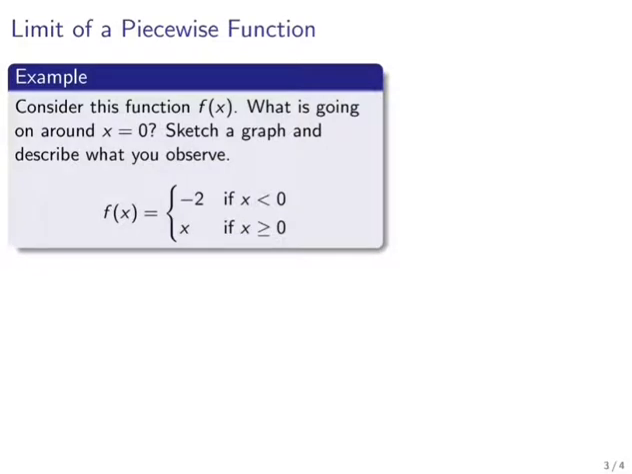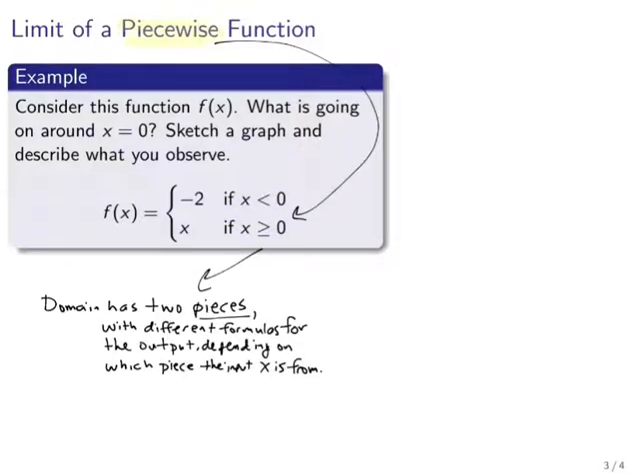Here's another example of a function, and I want to explore the same kind of question. What's going on with this function around x equals 0? I'm also using this as hopefully a refresher of what this kind of notation means, this piecewise defined function. Now by piecewise I mean, well, there's two pieces of the domain.